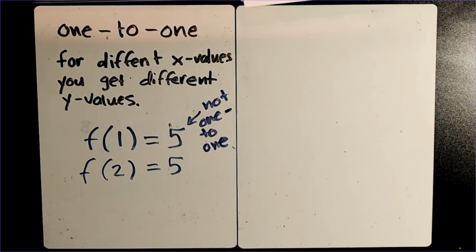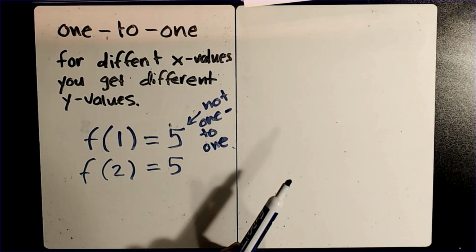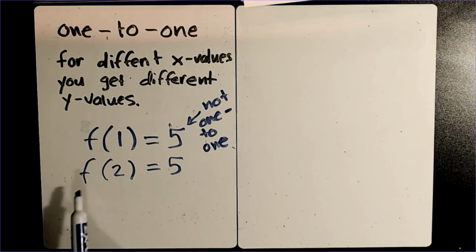And why we care about one-to-one is a one-to-one function will have an inverse. Other functions that aren't one-to-one will not have an inverse. Okay, so this would be an example. If you had this happening, it would not be one-to-one.